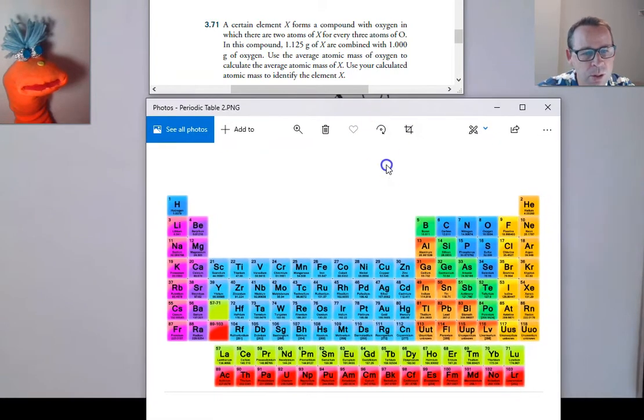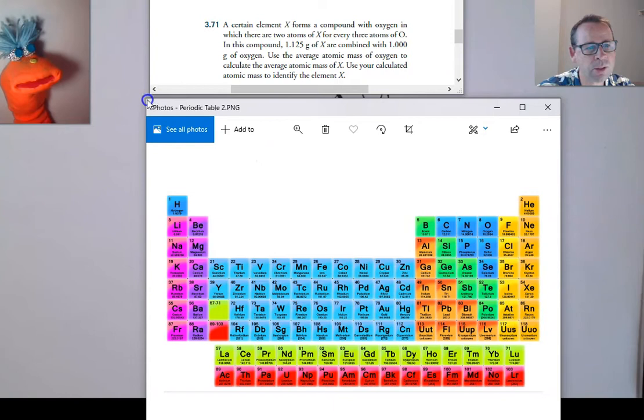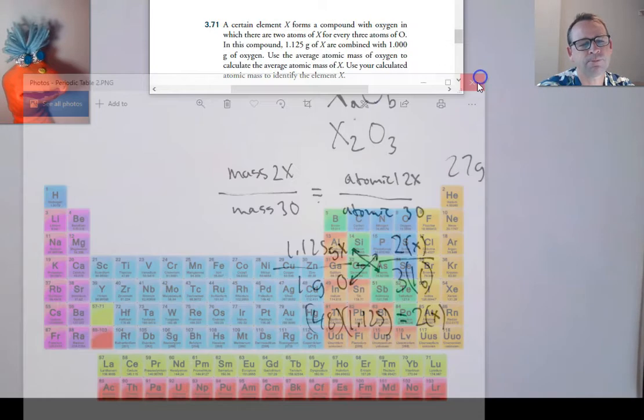So I should be able to look here on the periodic table and figure out which element I am looking for. Do you see it? I think I see it. Oh, really? I can't quite see it yet. Aluminum there is near 27. Oh, good. Yeah, aluminum, 26.98. Excellent. Good job, Fred.